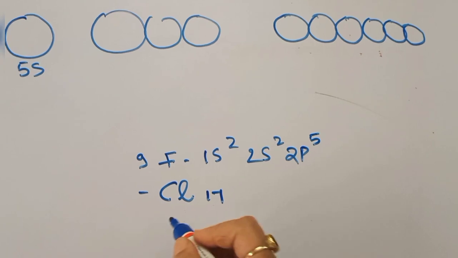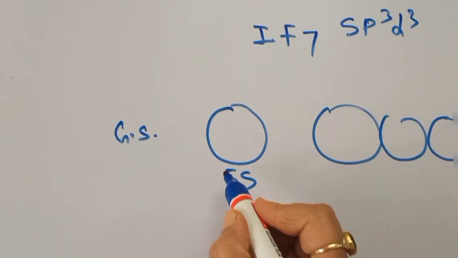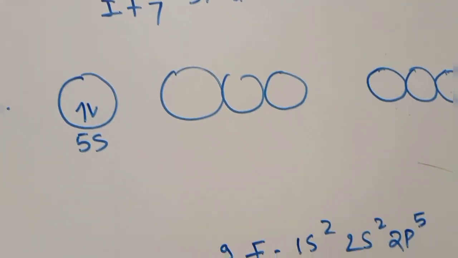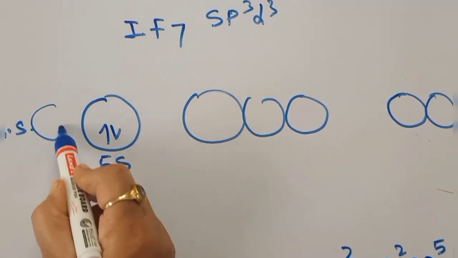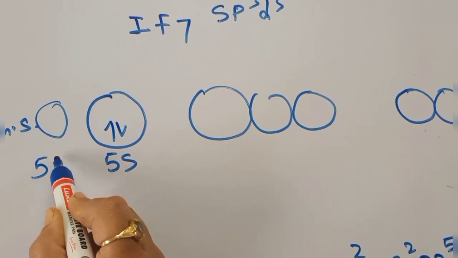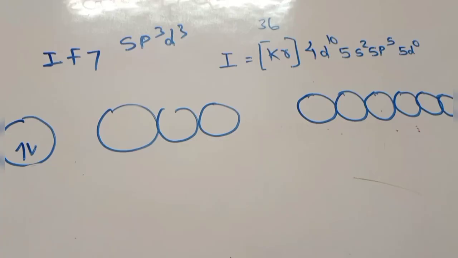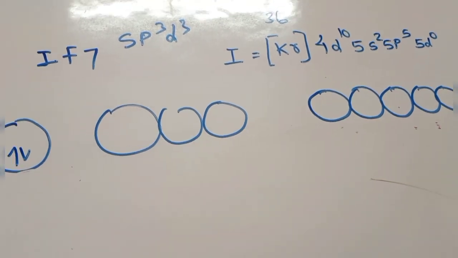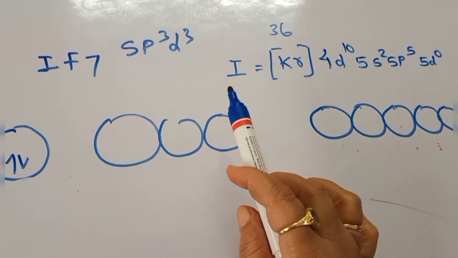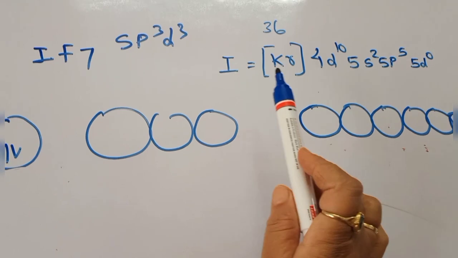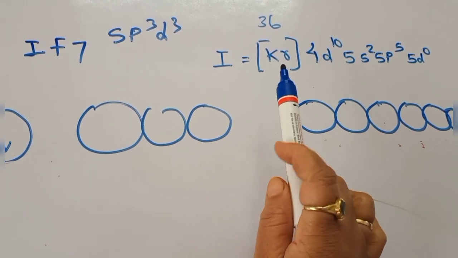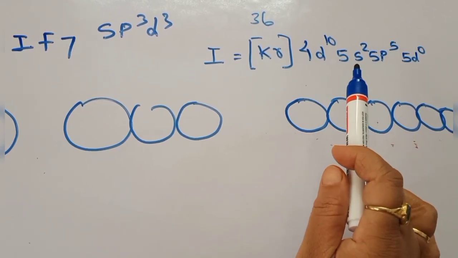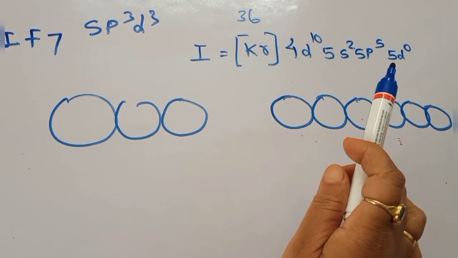So for iodine, what will it be? It will be 5s2, 5p5. So for iodine, what configuration will we write? As the atomic number of iodine is 53, we will take krypton in brackets. It is 36. Then 4d10, 5s2, 5p5, 5d0.